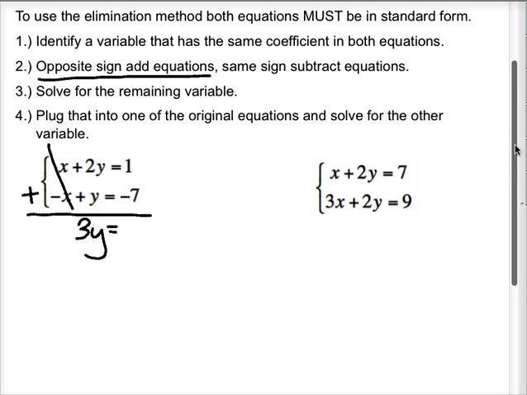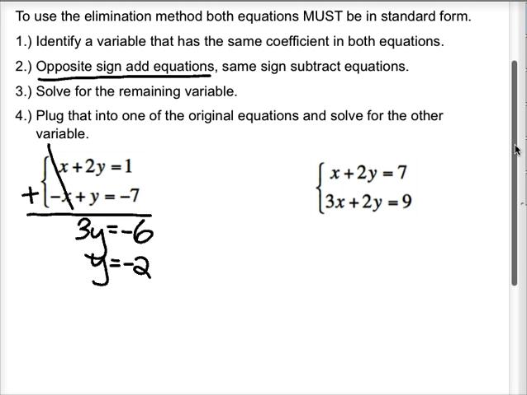2y plus 1y gives me a 3y. 1 plus a -7 is a -6. Okay? So notice, by eliminating those x's, now we have something that we can just solve for y. 3y equals -6. We'll divide by 3. y equals -2.